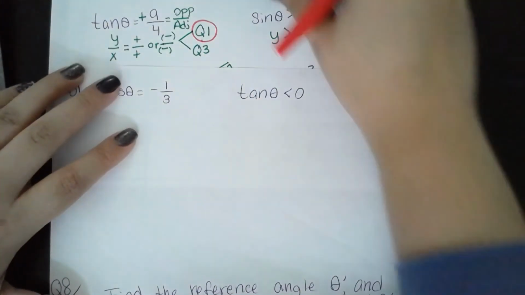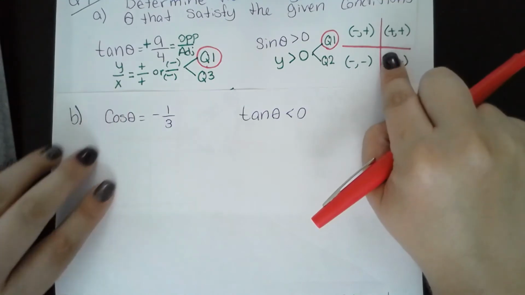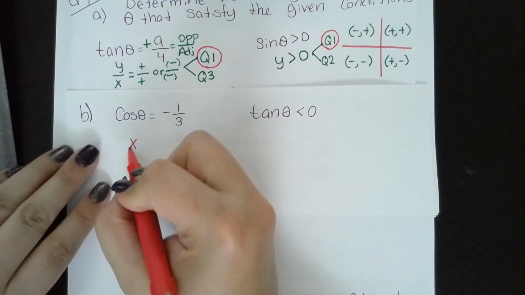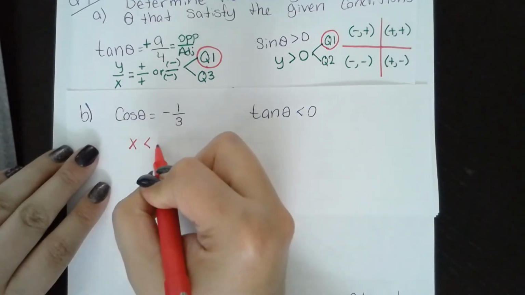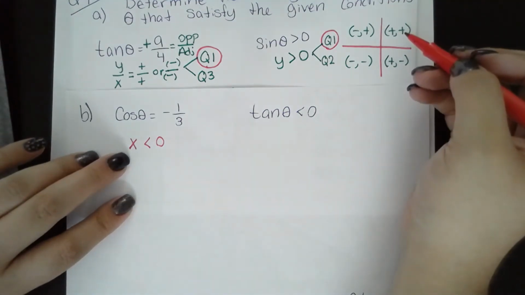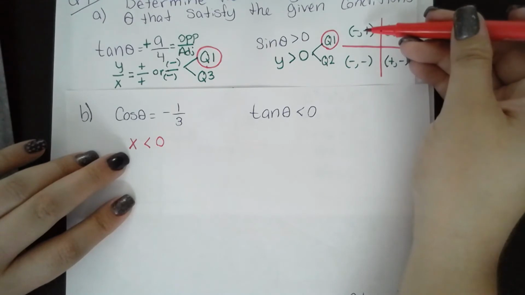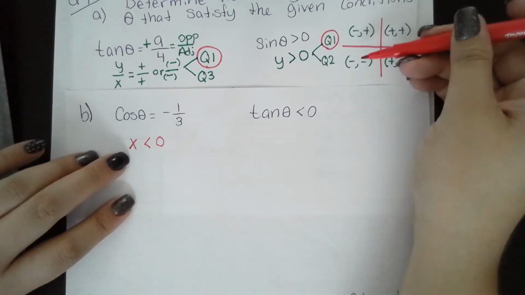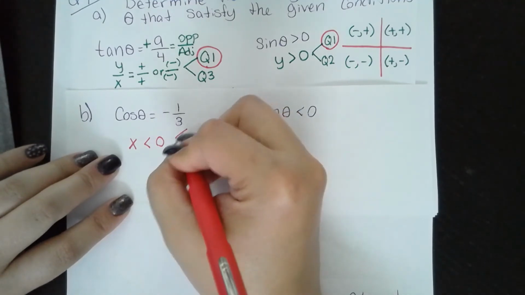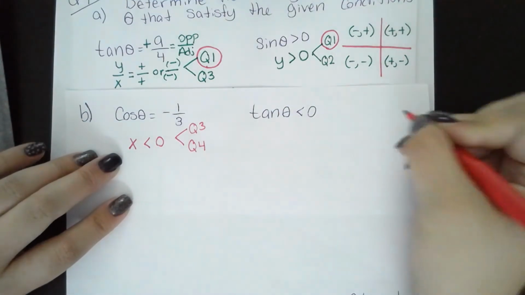We still have this visible, so we're going to use this as a reference. Cosine theta is negative. Cosine is the x value. If it's negative, that means it's less than 0. So we have x being negative. Where is x negative? That's what you need to ask yourself. X is negative in the second quadrant and in the third quadrant. So this is going to happen in quadrant 3 and quadrant 4.